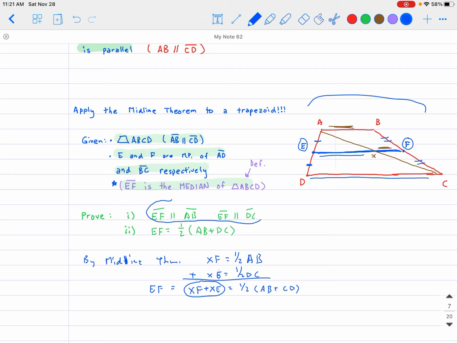And for the first part, if you're wondering how it is parallel to each one of these, the midline theorem covers that also, because if you remember, the midline theorem also says that this part right here is going to be parallel to this part right here, just as this right here is going to be parallel to this part right here.